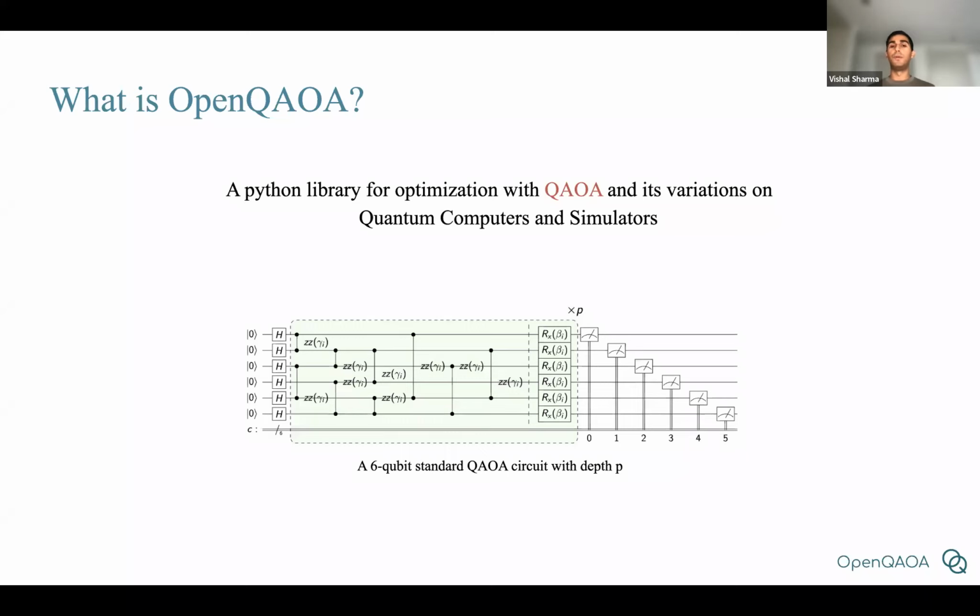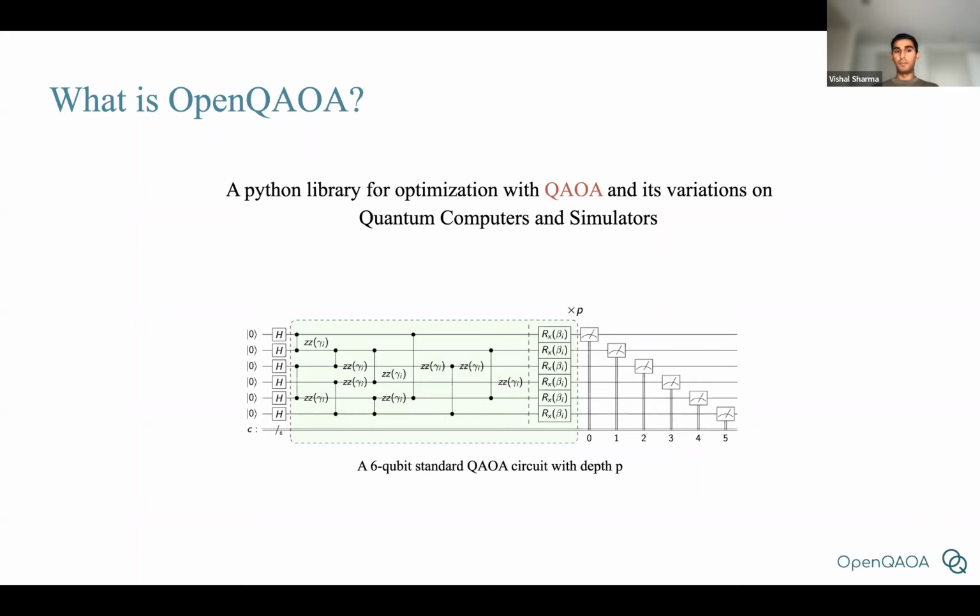These help you explore the solution space of the problem that you're trying to solve. Essentially, this is an alternating application of these gates, and you repeat them for p layers. And p in the literature is described as the depth of this variational algorithm.